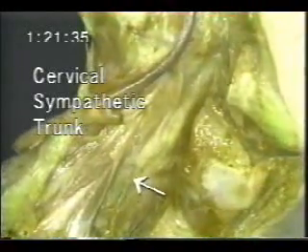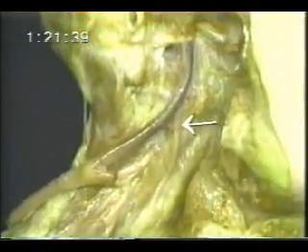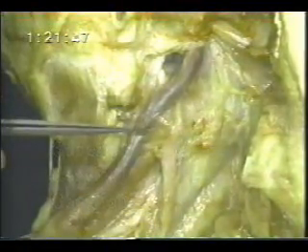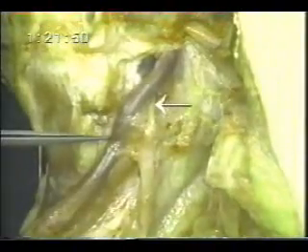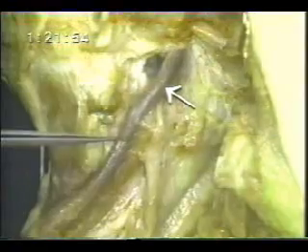Here's the cervical sympathetic trunk. It runs up the neck on the fascia that lies in front of the longus muscles. This massive thickening at the top of the sympathetic trunk is the superior cervical ganglion. From its upper end, this nerve, the internal carotid nerve, arises and joins the internal carotid artery as it enters the carotid canal.